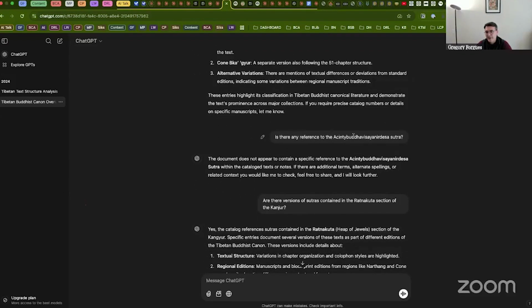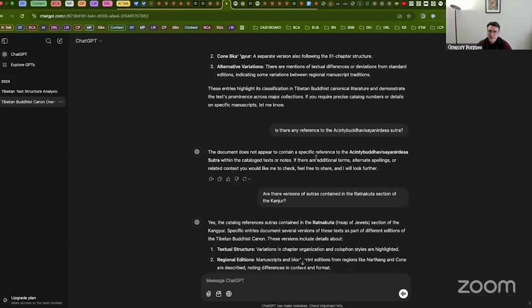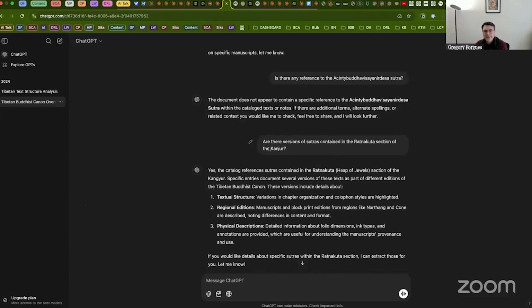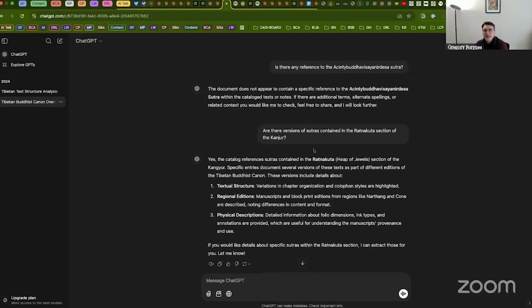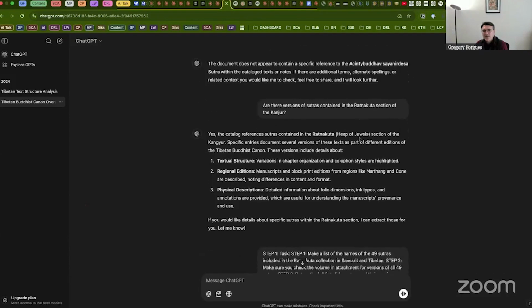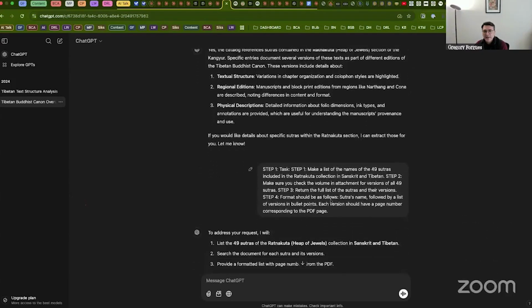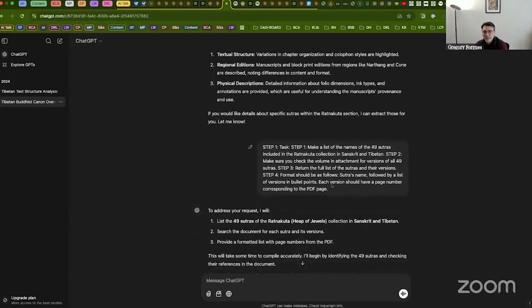So now I move to the other sutra, the Acintyabuddhavisayanirdesa Sutra I showed you earlier when we were talking about these alignments and critical editions, or it can be done with models. So here I want to know that. And so again, there's nothing. So we're like, okay, what about the Ratnakuta section of the Kangyur? What do we have? And here I go with a prompt that's a bit more detailed.